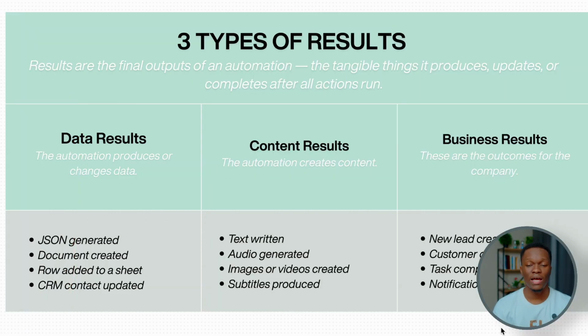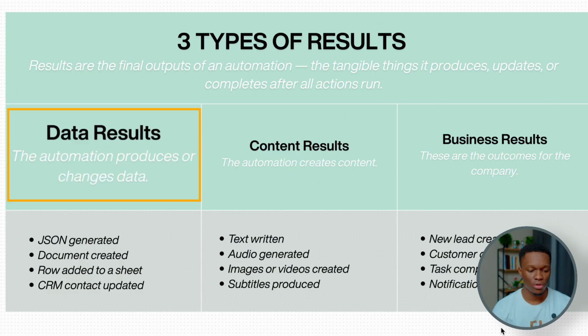Let us now look at the last part of an automation, which is the outcome or the result. As you probably guessed, these are the final outputs of an automation, the tangible things that the automation produces, updates, or completes after all actions run. Now, there are three types of results.